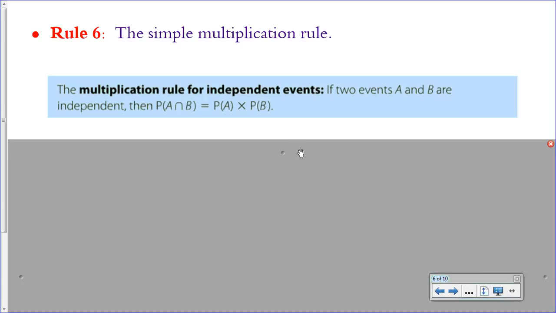So the multiplication rule for independent events says that if A and B are independent, then the probability of their intersection is equal to the probability of A times the probability of B. This is only true for independent events. So if I'm asked, are A and B independent, I can check if this is true, and then I can determine, yes, if this is true, they are independent. No, if this is not true, then they're not independent.